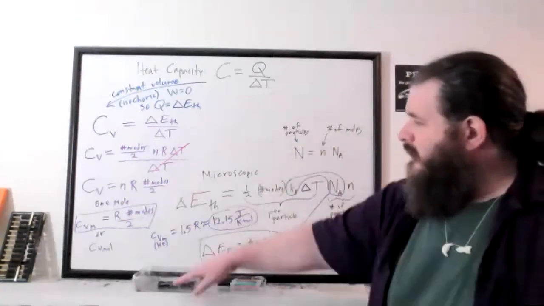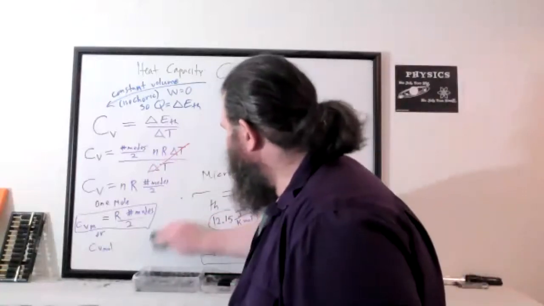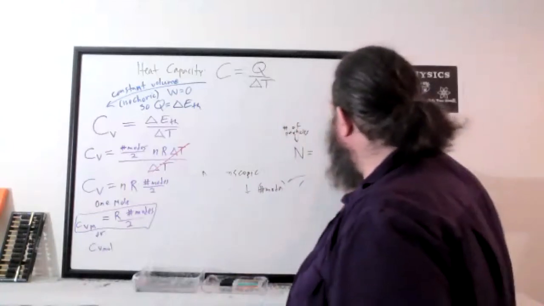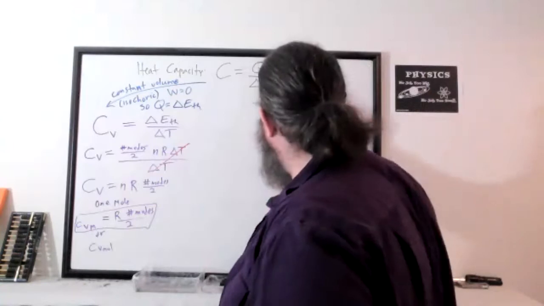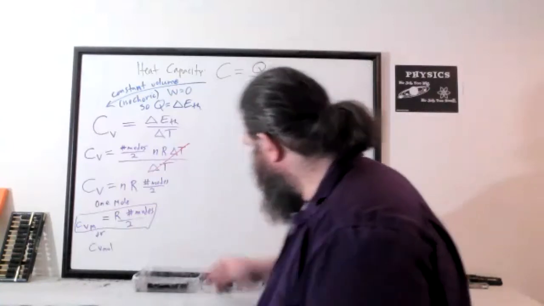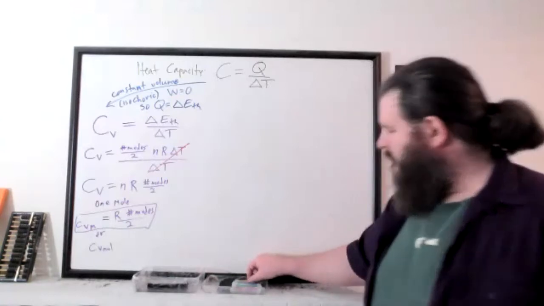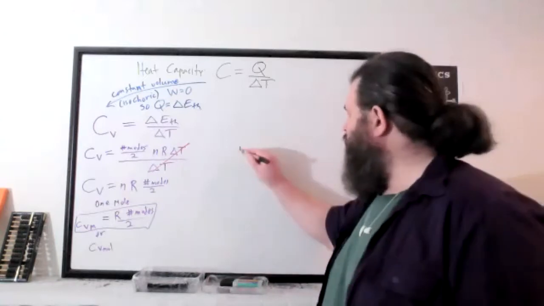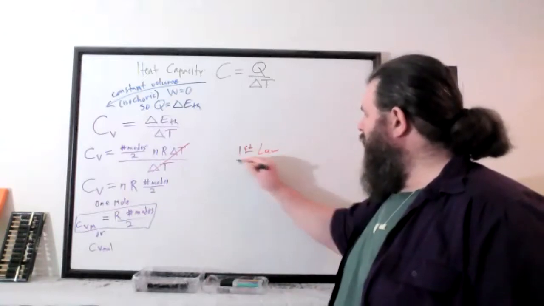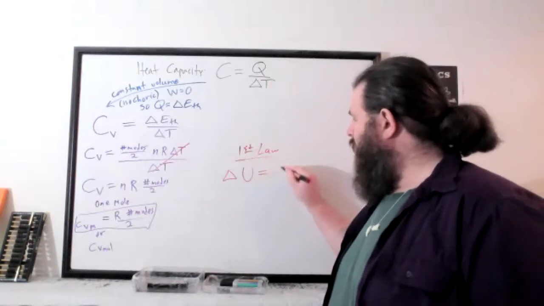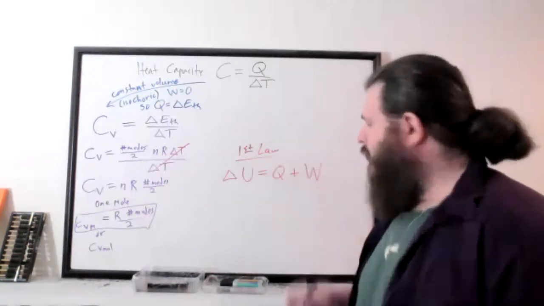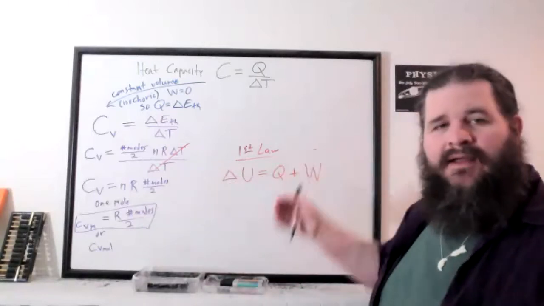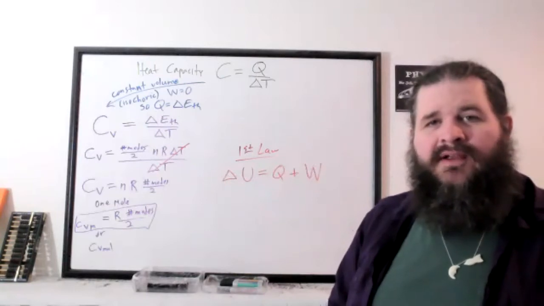All right, so that's constant volume. Let's take a look at the constant pressure case and see what changes. And for this, we're going to need to revisit the idea of the first law of thermodynamics, conservation of energy. So first law of thermodynamics again, delta U equals heat plus work. In this case, for constant volume, we were able to just ignore work entirely because if the volume isn't changing, nothing's moving, so no work is done.